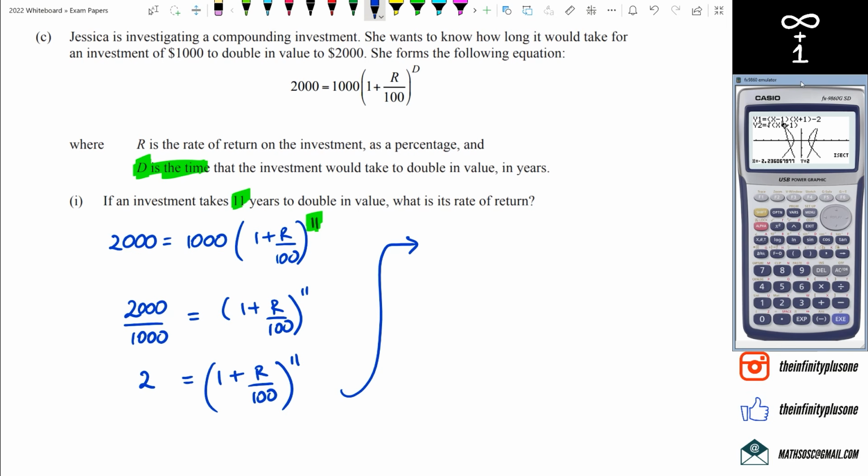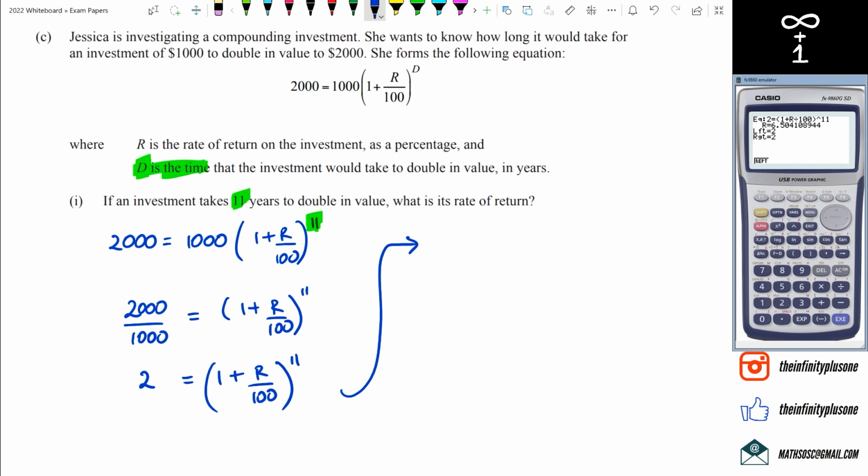So the way I would do it is I would still use the calculator to check what my answer is. So I go into equation, go into solver, and I put this up. So 2 equals 1 plus r over 100. I'm going to use alpha r, r over 100, and that's raised to the power of 11. Then I click solve. As you can see, the rate is 6.5. So that's the answer I'm looking for, right?